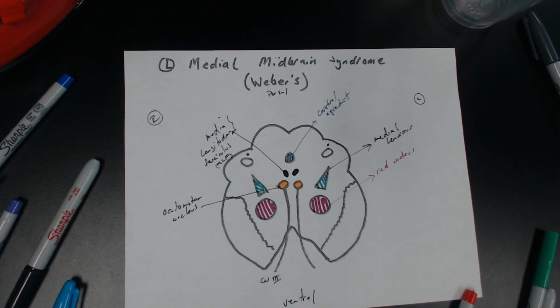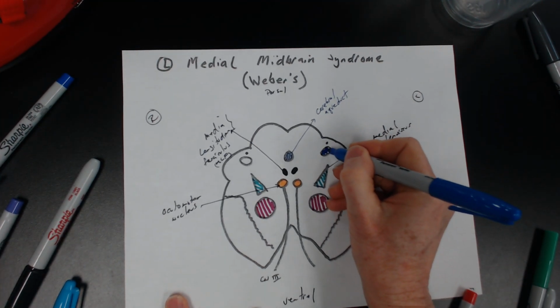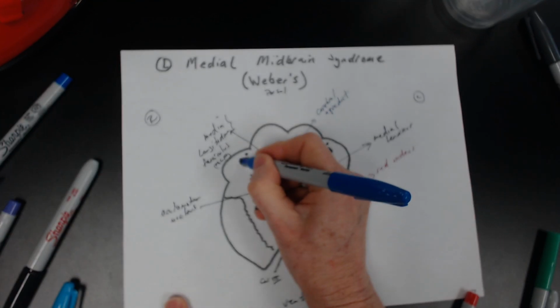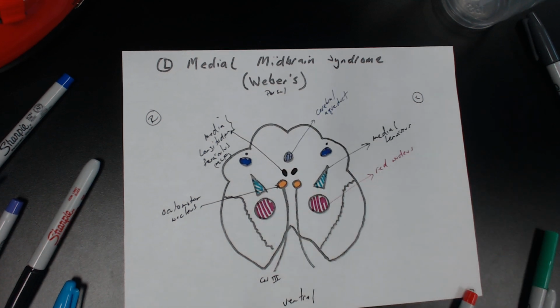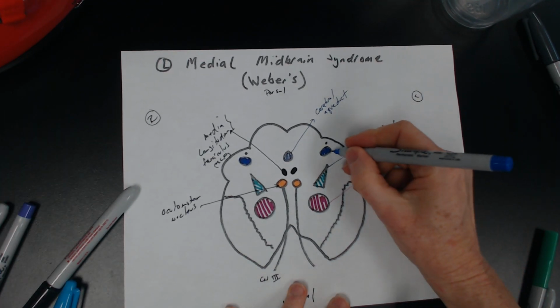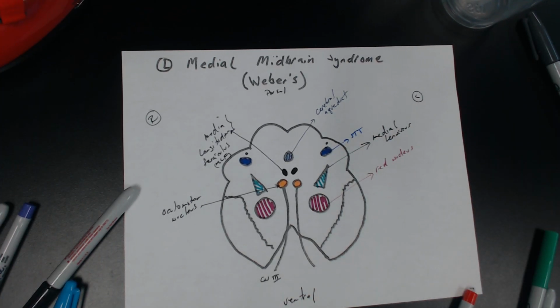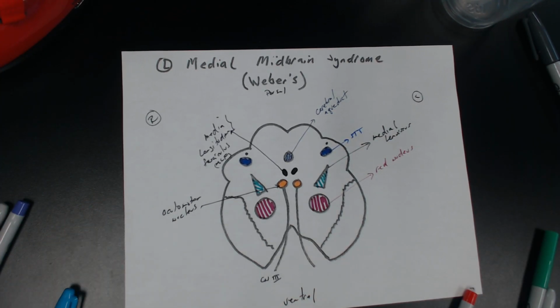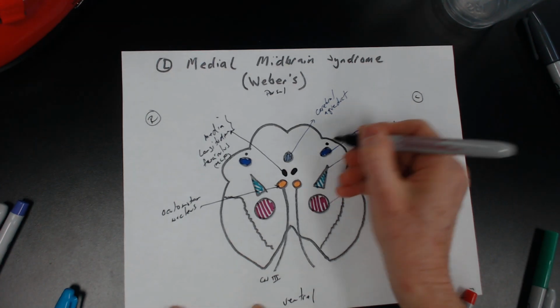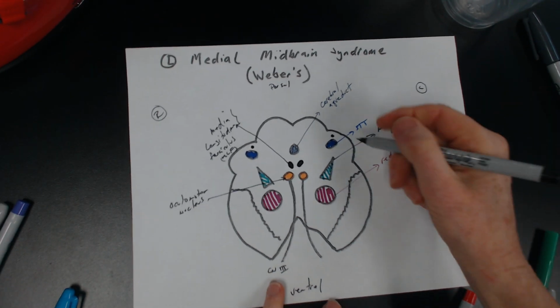Okay, sensory tracts are still there. This one's going to be more lateral as usual. This is going to be your STT. And we also have hanging around with the STT your sympathetic tract. Causes Horner syndrome.